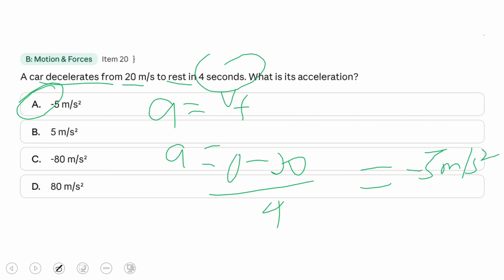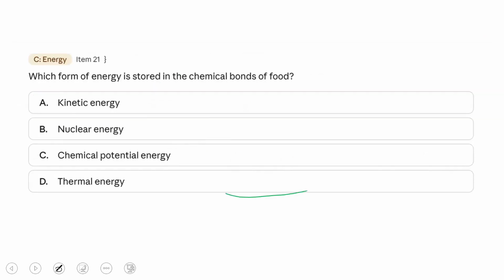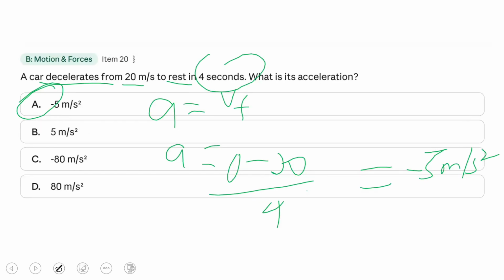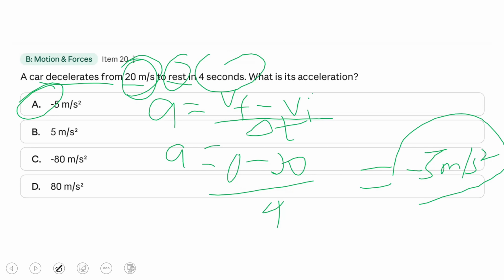That is why you have here your initial and then your final, which is 0. So your final is 0, and your initial velocity is 20 meters per second. And then the change in time, which is 4 seconds. That's why you have negative 5 meters per second squared.